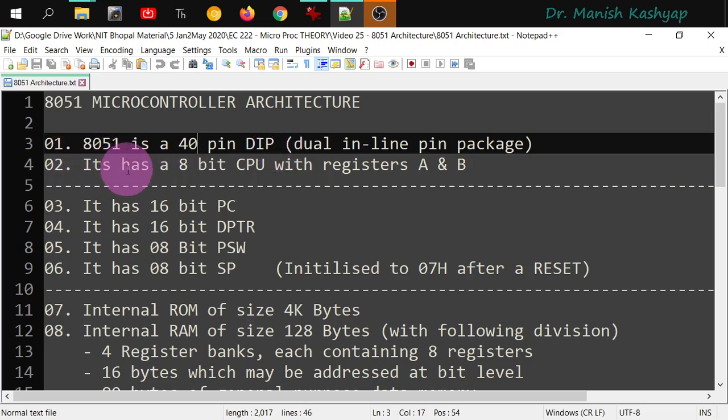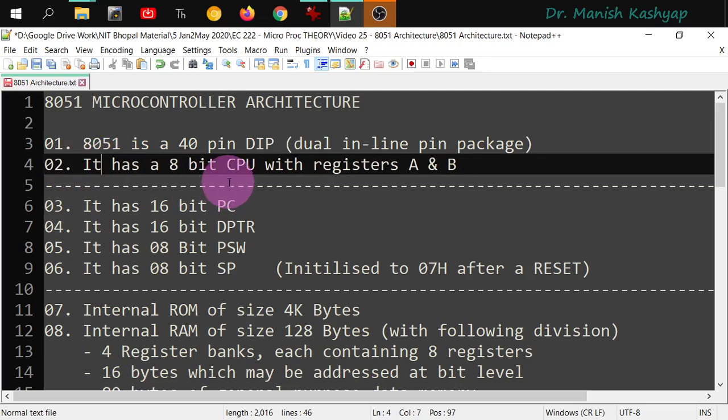The second point is that it has an 8-bit CPU with registers A and B. The 8051 has an 8-bit CPU, meaning it is again an 8-bit microcontroller, and it has register A as the accumulator and another general purpose register B. B is usually involved with timer calculations, but whenever it is free, it can be used as good as A. A is the accumulator register, and this is conventionally true because in 8085 and 8086 we have also seen the utility of A. A is responsible for holding the calculations, or the default calculation, of many commands in 8051.